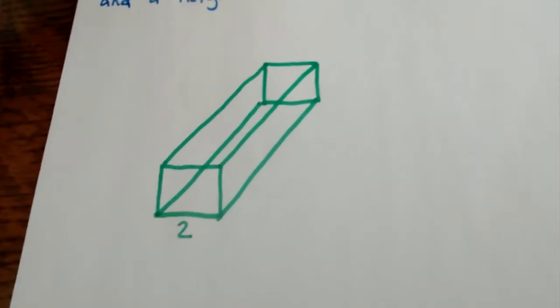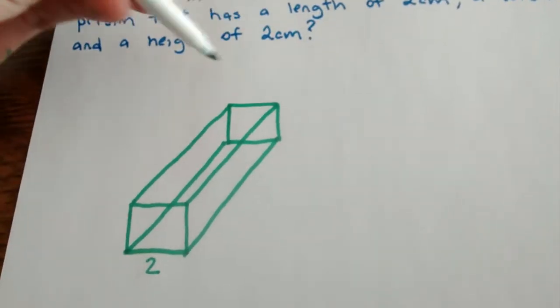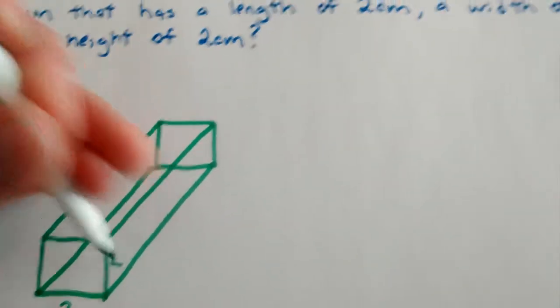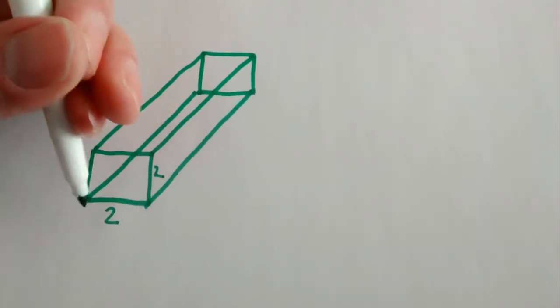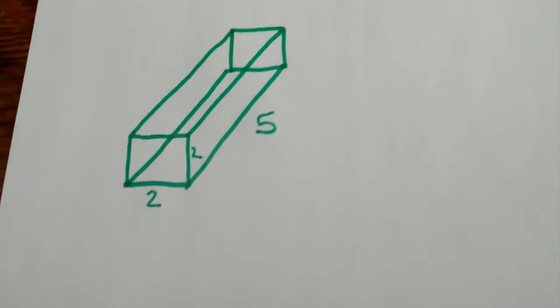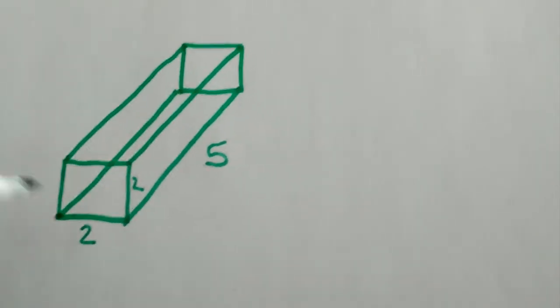And when I was drawing this, I recognized that the length of 2 and the height of 2 are exactly the same. So let me make that 2. And then the width is 5. So I drew this line to be longer than these lines. I'll put 5 there. And with that said, now I know the length of every line on that rectangular prism just by logic and deduction.